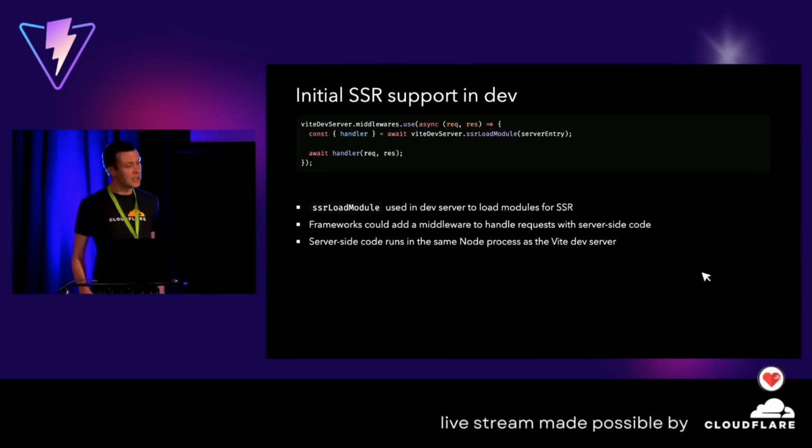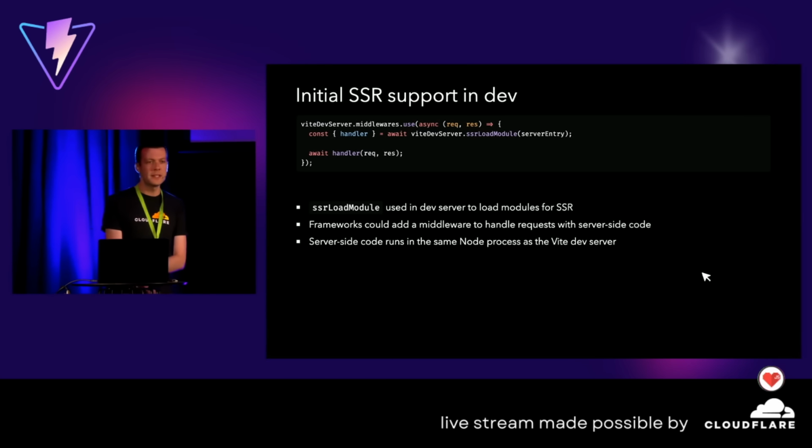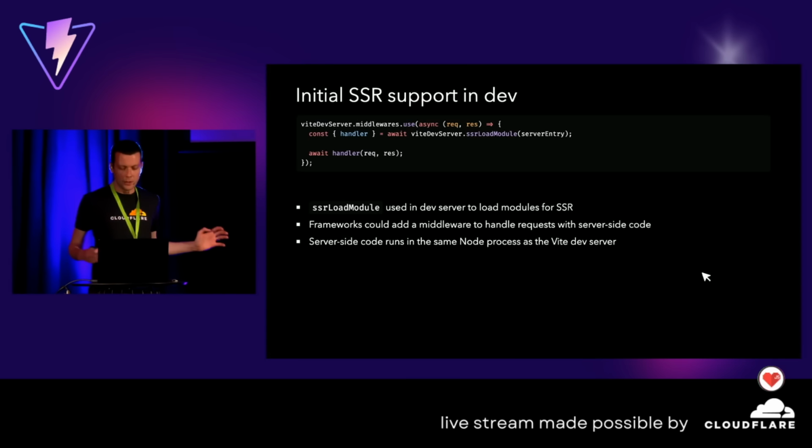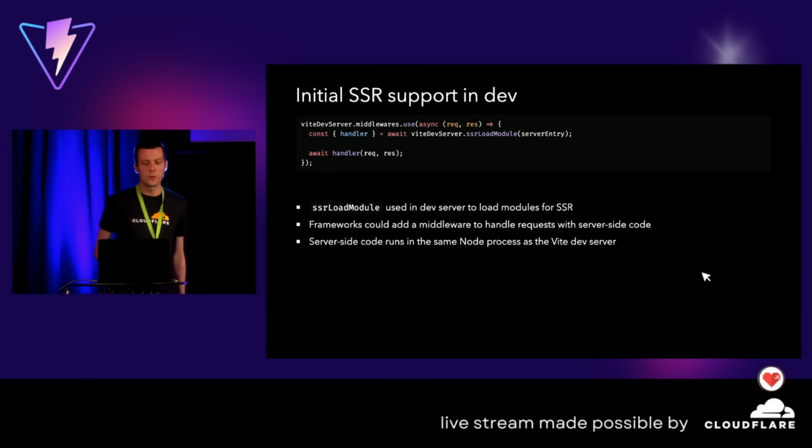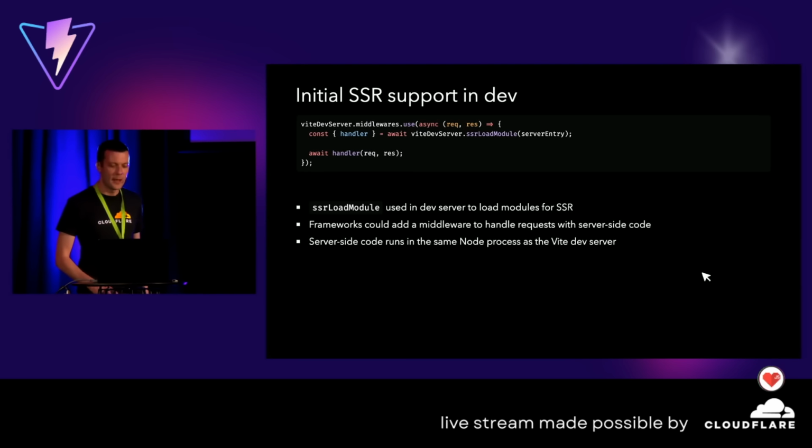And something else is, because this is running in the dev server, it's running in the same Node process as the dev server itself. And really, this was an additive feature and not a fundamental change to Vite. It didn't change anything else about Vite at all. It just meant that alongside Vite's internal middleware, all the client-side handling would work as normal, but then you could hit this middleware provided by a framework, and it could server render code.